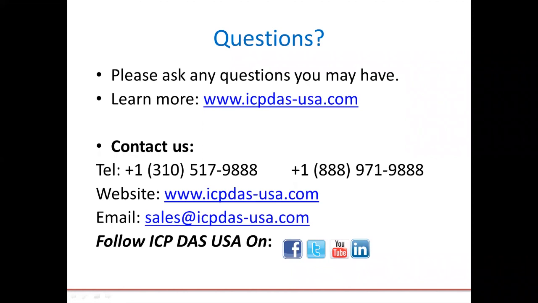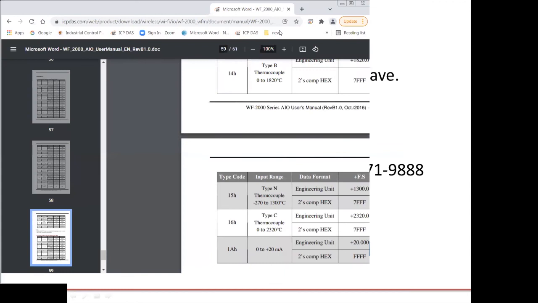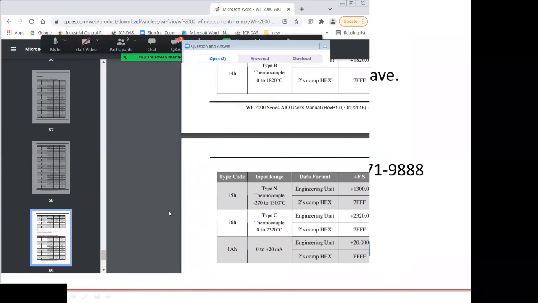Most of our modules can be set for engineering or hex format. Engineering format will usually give you 2 or 3 decimal points. Hex format will give you 32-bit resolution within the full temperature range. So let me just show you this and explain. Let me minimize this.